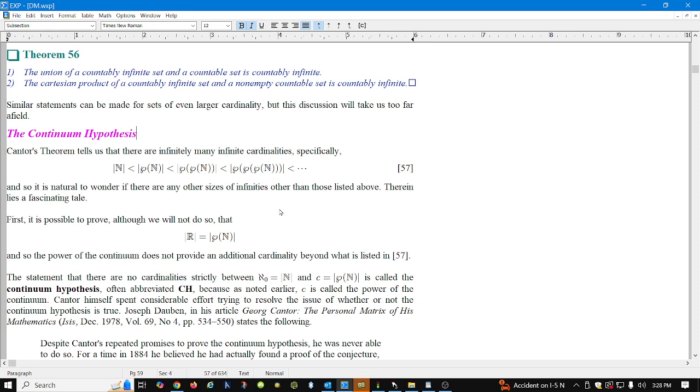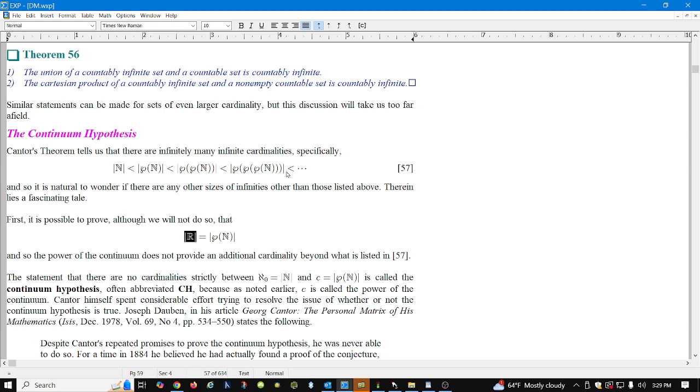Now, you might first think, well, what about the cardinality of the real numbers? Where does that fit? Is that one of these or not? And the answer is that it is. The cardinality of the real numbers is the same as the cardinality of the power set of the natural numbers. So this cardinality, which we've seen is called the power of the continuum, doesn't provide any additional cardinalities beyond what's already listed here.